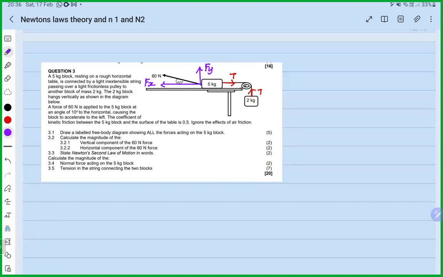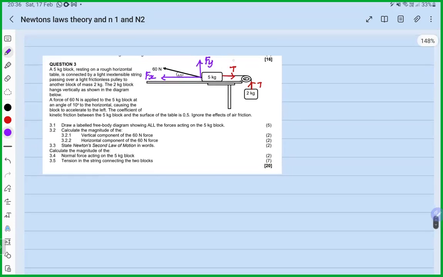All right, let's read. Now, I don't know in which direction the system is going to move because I don't know how big the tension forces are, or whether that 60 newtons acting at an angle is going to be large enough to actually pull the 2 kilogram up, or the system is still going to accelerate to the right and downwards. So let's hope the question is more clear and gives us some clues.